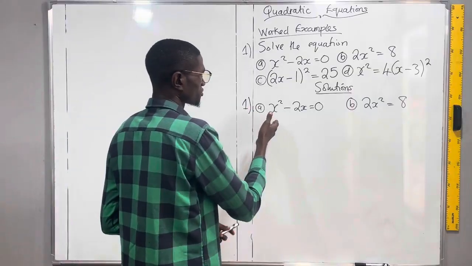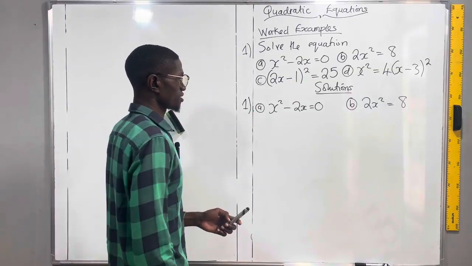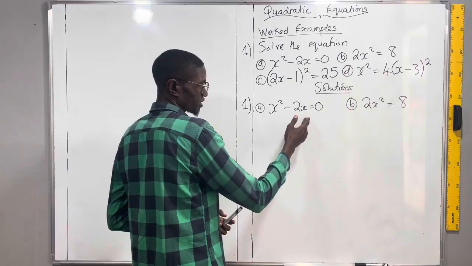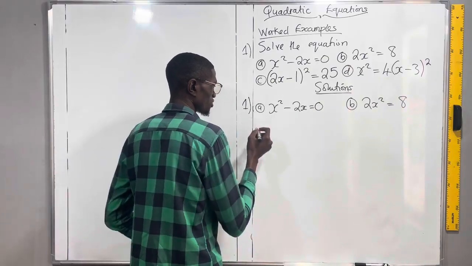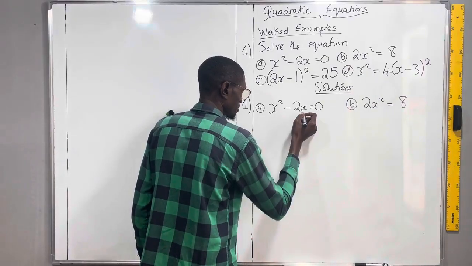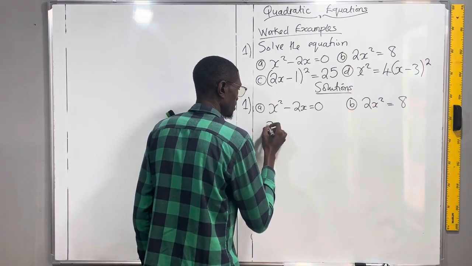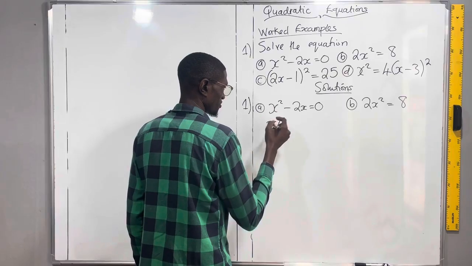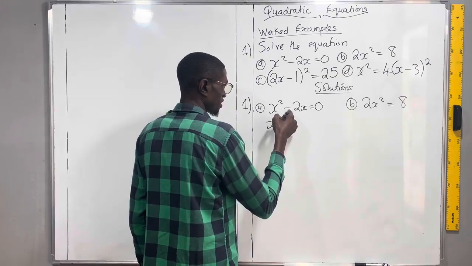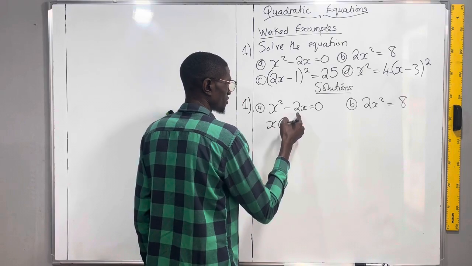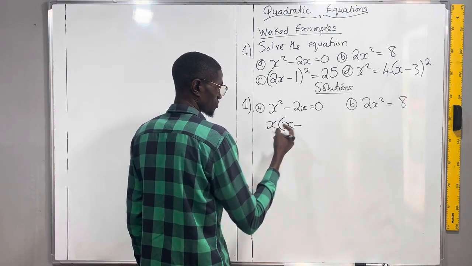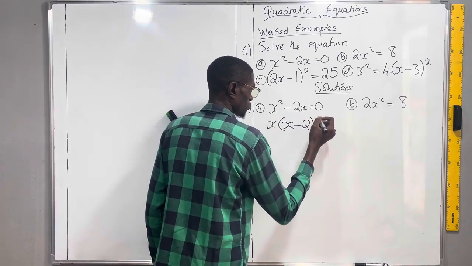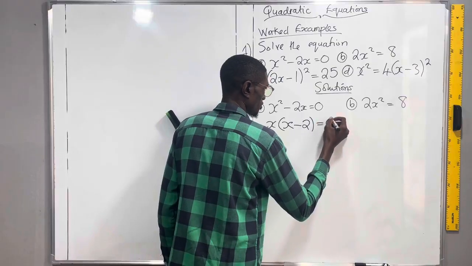So the first one, like I mentioned, all these are exam questions. The first one is x squared minus 2x is equal to 0. What we do here, we're going to factorize this part. What is common there? x is common. x squared divided by x will give us x. Negative divided by positive is a negative. 2x divided by x, the x's will cancel, remain with the 2 there. You close, and then you equate it to 0.